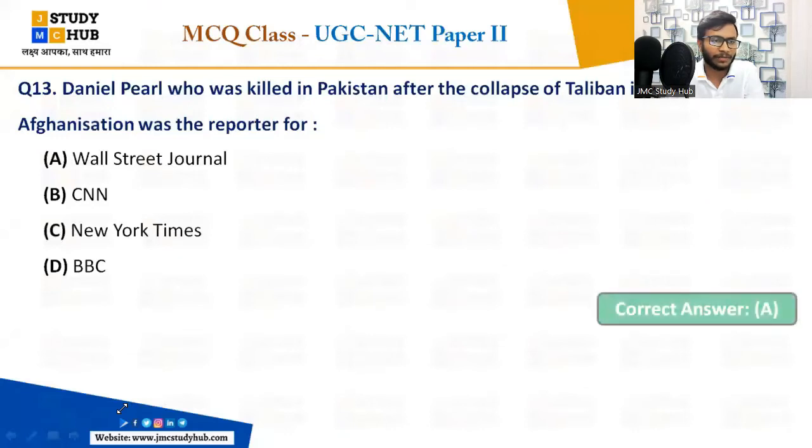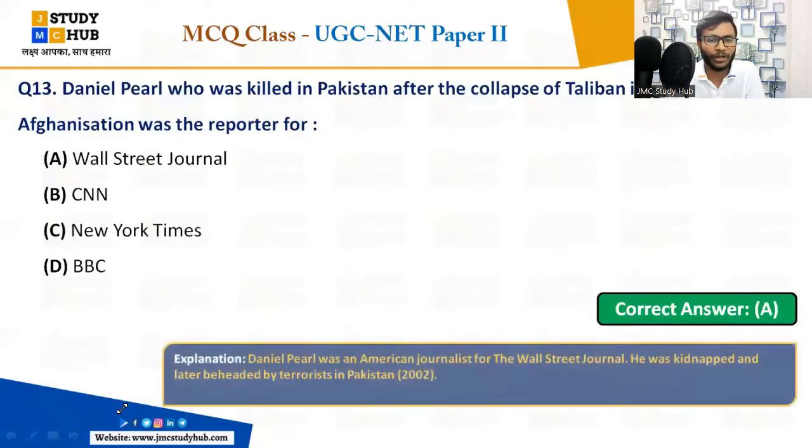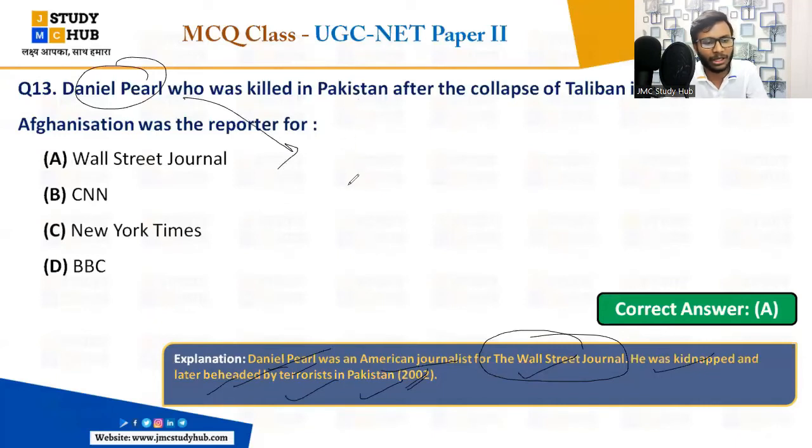Yes, so here the answer is A. Very good. Everybody has given the right answer. So Daniel Pearl was an American journalist, a reporter of the Wall Street Journal. He was kidnapped and later beheaded by terrorists in Pakistan in 2002. So you should know the name of who killed Daniel Pearl, the terrorist Ahmed Omar Saeed Sheikh.